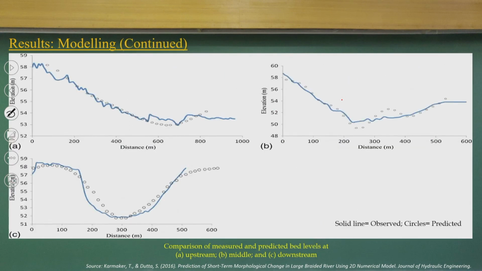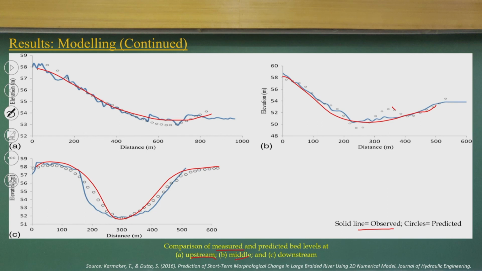Now, if you look at the river cross sections, what we have observed is the solid lines, and the circles are the predictions. I think it is predicting very well. These are the cross sections at different points, and you can see these comparisons of predicted and measured bed level at the upstream, middle and downstream sections.